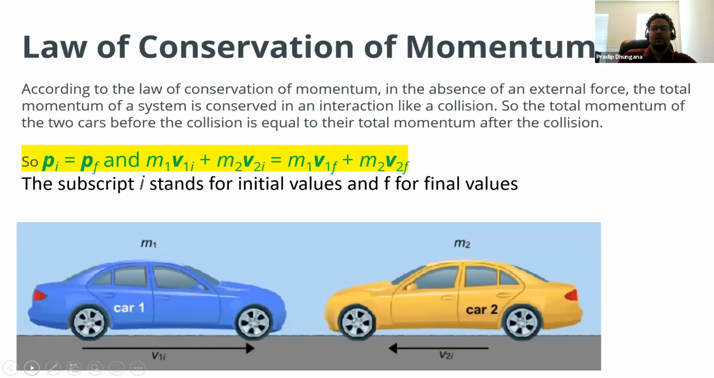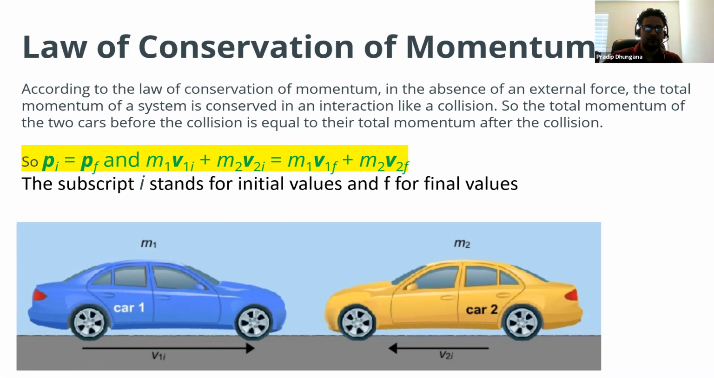Let's start with the law of conservation of momentum. Let's define what we mean by law of conservation of momentum. According to the law of conservation of momentum, in the absence of external force, so if we do not have any external force, the momentum of the system is conserved in an interaction like collision. That means total initial momentum of the system is always equal to the total momentum after the collision.